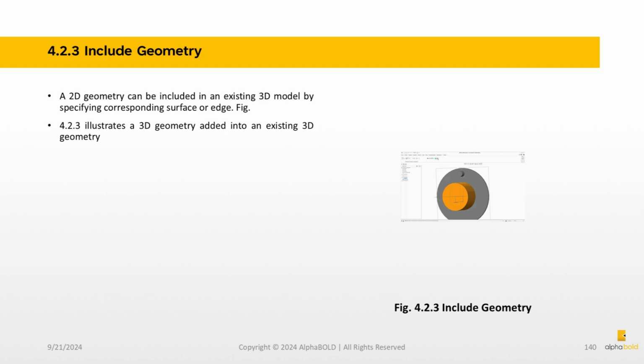A 2D geometry can be included in an existing 3D model by specifying the corresponding surface or edge. Here the figure shows 2D geometry added into an existing 3D geometry.